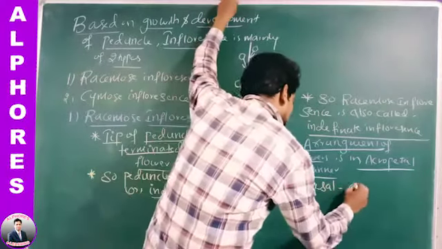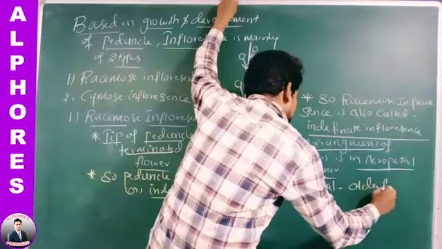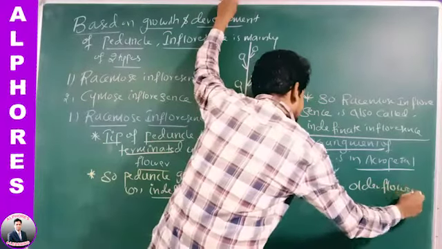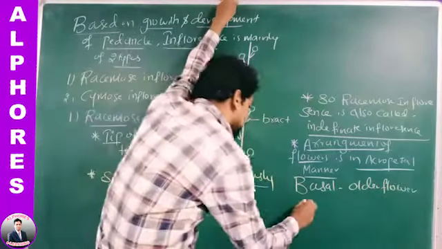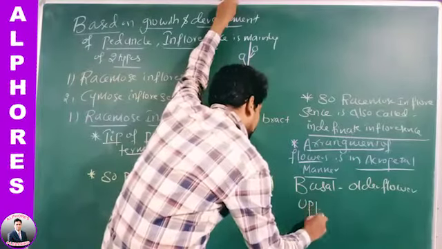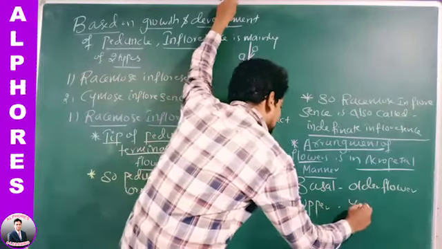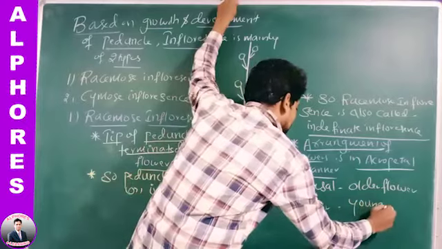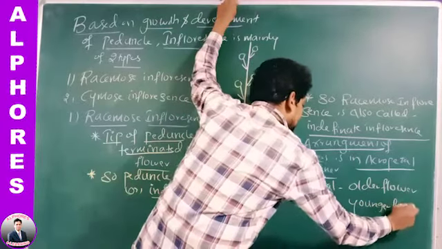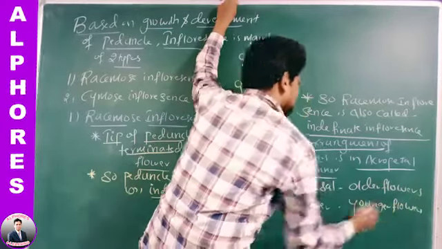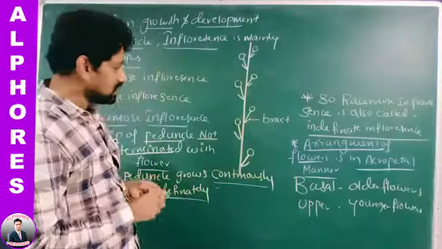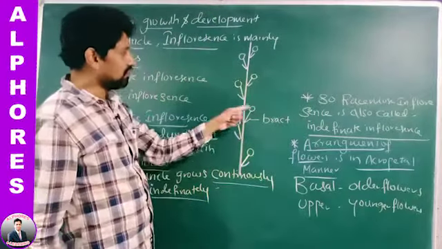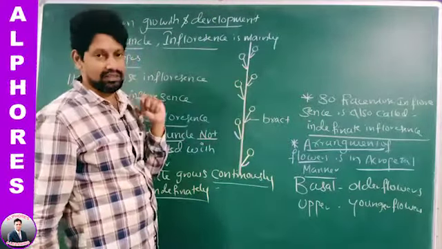Basal, which flowers? Older flowers. Basal, older flowers are present. Yes or no? Right. Whereas upper, which flowers are present? Younger flowers are present. Upper younger flowers are present. Okay, right? Now see, sir, these are older flowers. Yes or no? These are younger flowers.